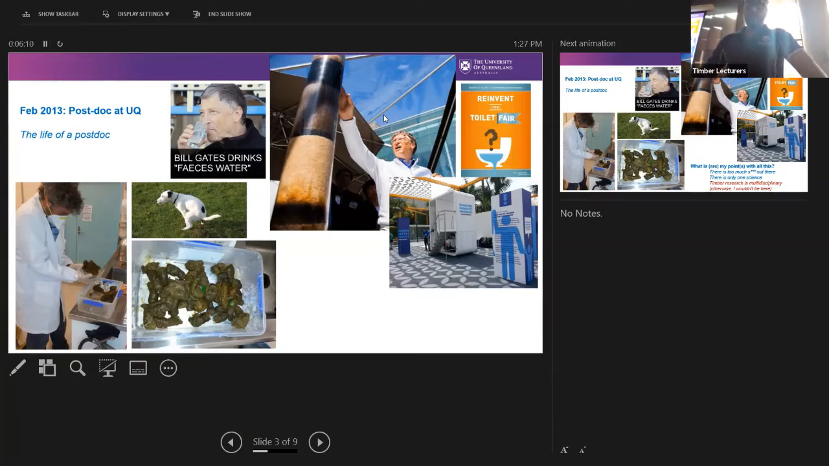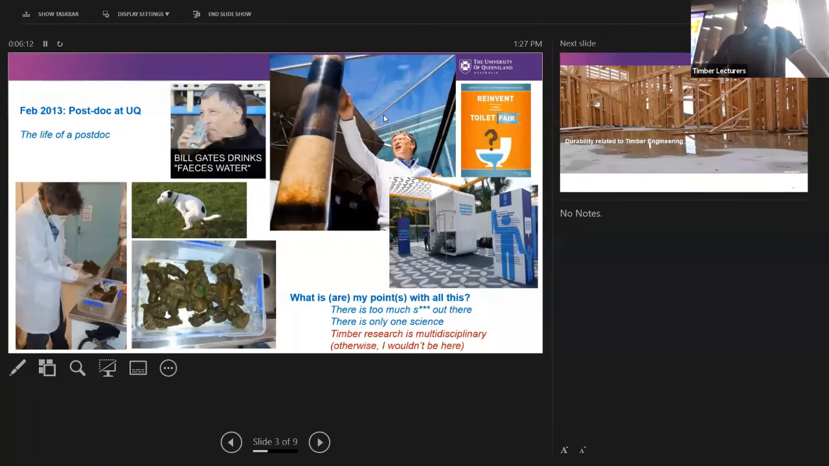Anyway, there was a lot of science involved in that, and this is kind of a wrap up. This is the end of my journey. I'm working now in timber, but I will explain later. So what is my point with all this? Well, as you can see, I have done pretty much a lot of things.